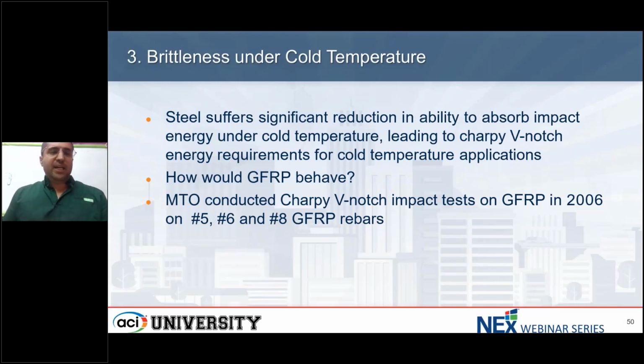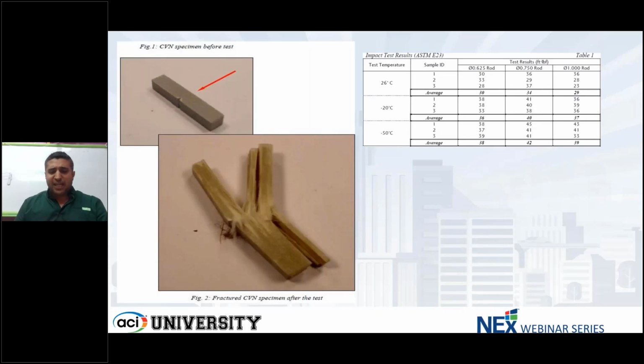Item number three is one of the other misconceptions, brittleness under cold temperature. People say fiberglass rebar or GFRP at cold temperature does not behave well. And that's not true. This test has been done by the Ministry of Transportation of Ontario. They conducted a Charpy V-notch impact test in 2006 on number 5, number 8, and number 6 bars. The test was fairly simple. You create a notch and you test at different temperatures. So they did it at room temperature, at -20 and -50 degrees.